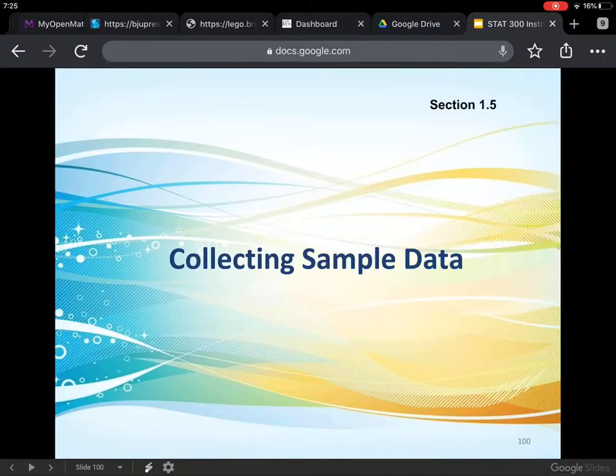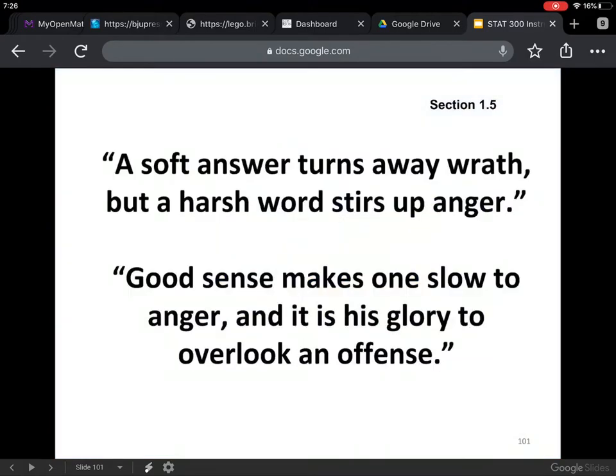Okay, in this last section in chapter 1, we're going to take a look at collecting sample data, the different ways that we can collect sample data and the issues that come about when you are going to collect samples a certain way. Again, before then, let's take a look at a proverb.